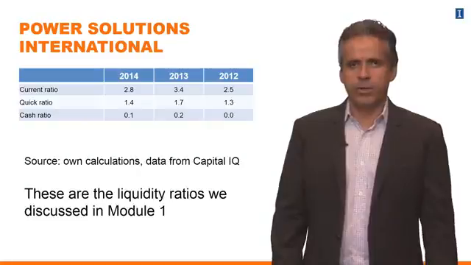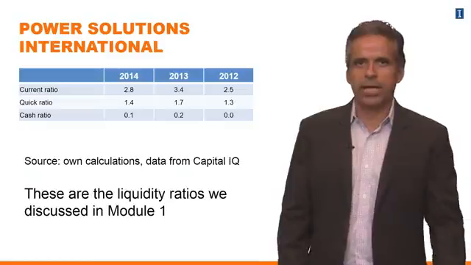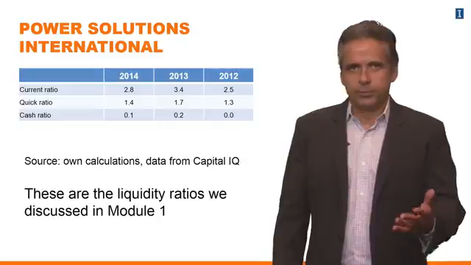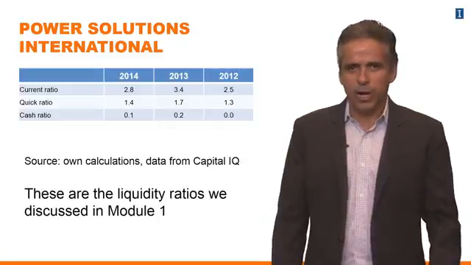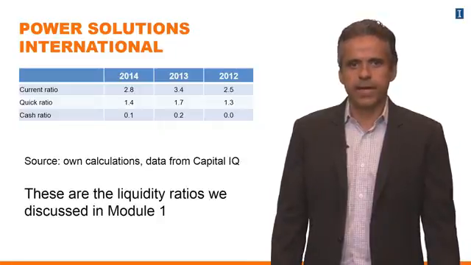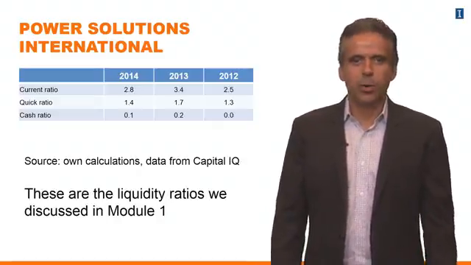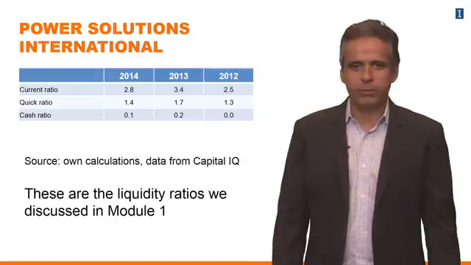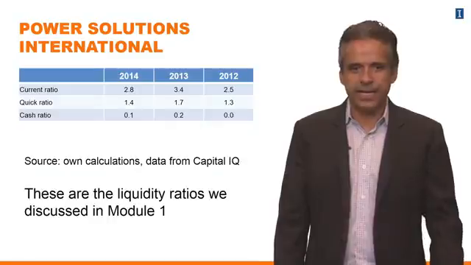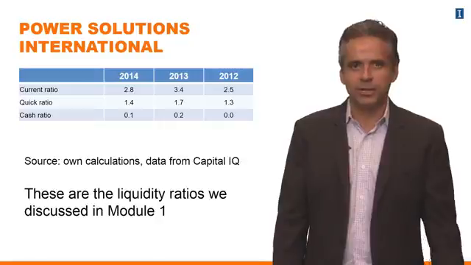And again, we're going to use a real-world example from Power Solutions International, which is the company we're looking at here. Okay. As a way of motivation and to introduce the topic, I have here the liquidity ratios for PSI, okay? And you might recognize these liquidity ratios from Module 1. Those are exactly the ratios that we talked about when we were trying to measure a company's liquidity: the current ratio, the quick ratio, and the cash ratio. Here I'm doing the calculations myself.